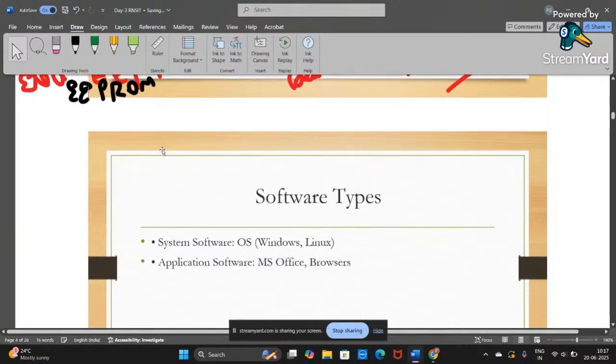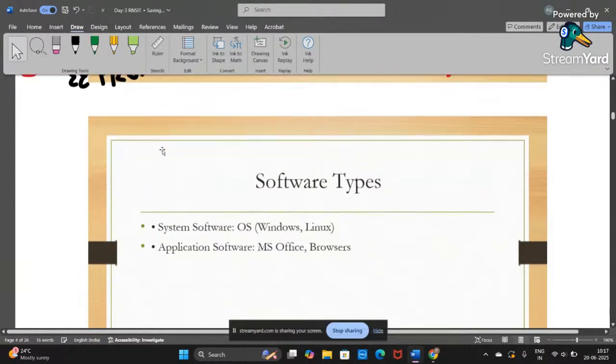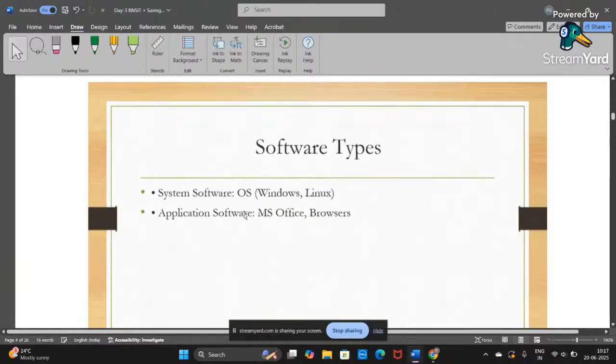We are moving into software types. Software, system software, OS: Windows, Linux, Mac OS. These are system software. Application software: MS Office, browser. These are called application software.